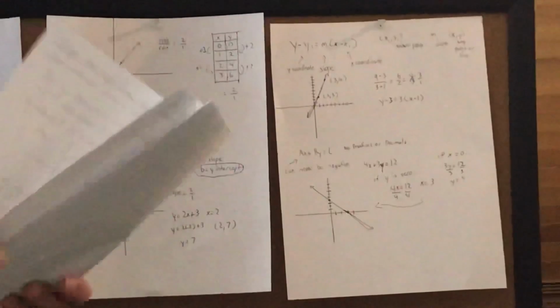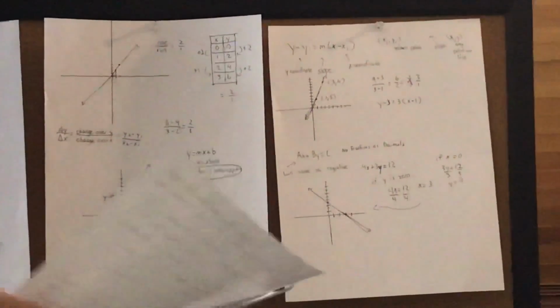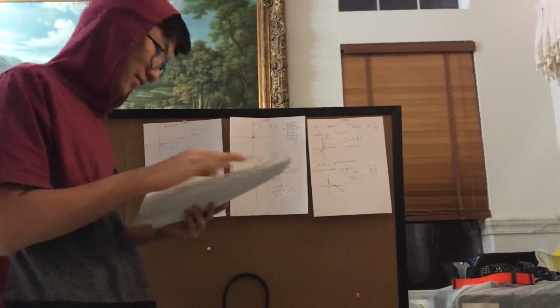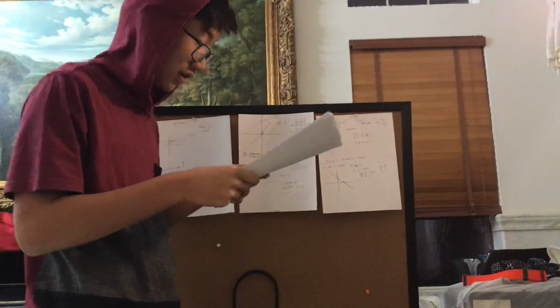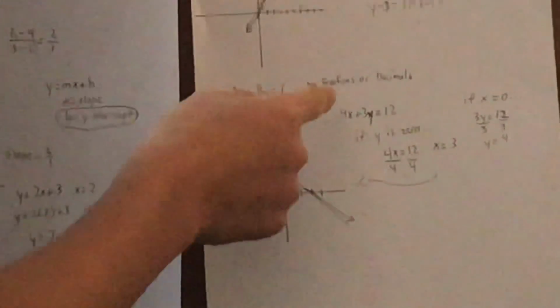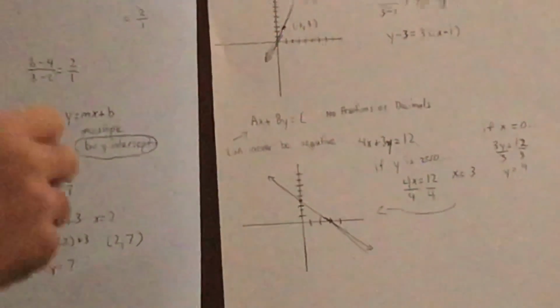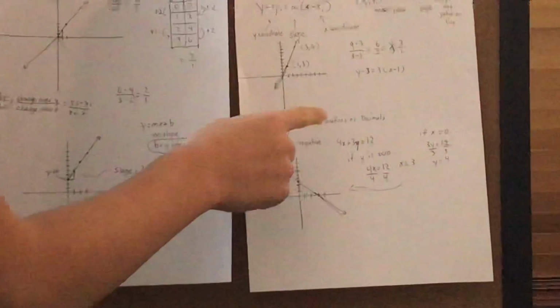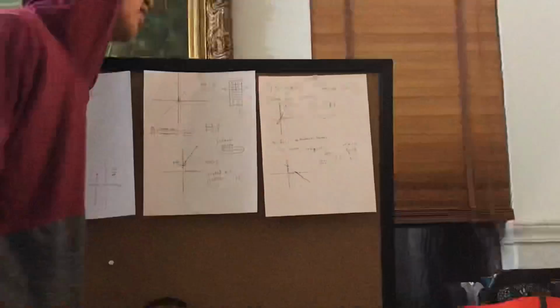Moving on. We'll be moving on to standard form. Standard form shows the y and x intercept. So it's basically ax plus by equals c. However, it's really important that you can't have ax be a negative, or there can't be any fractions or decimals in your equation.